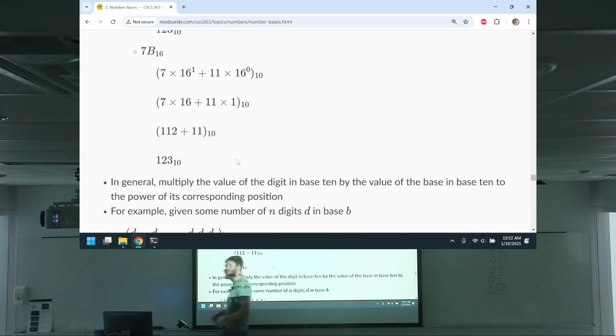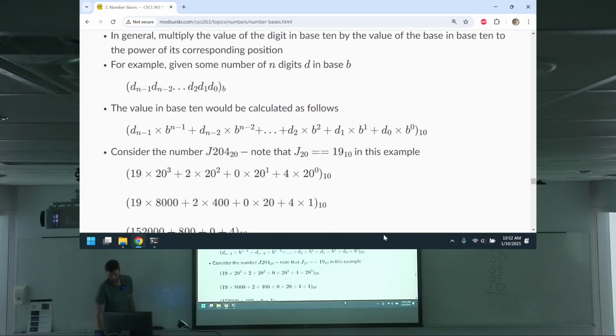So, for example, given some number of n digits d in base b, you would follow this pattern. Okay? This is the pattern you use. So consider the number J204 in base 20. Here, J would be like 19. Why? Because if I went through the alphabet, that's where I would land to get to 19, and then 20 would be 10, right? If that wasn't immediately clear to you, go back and read.